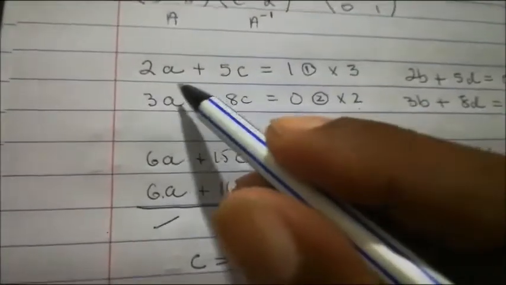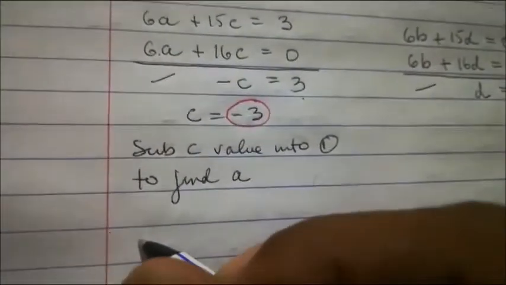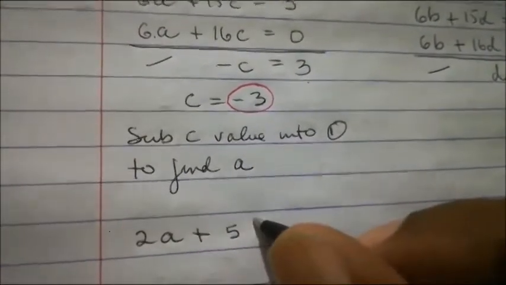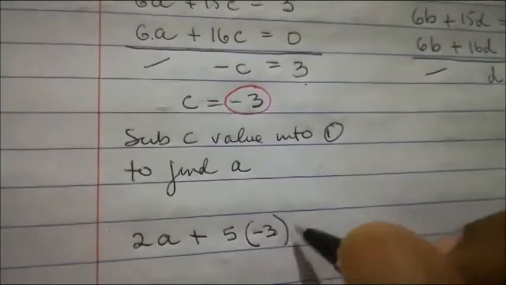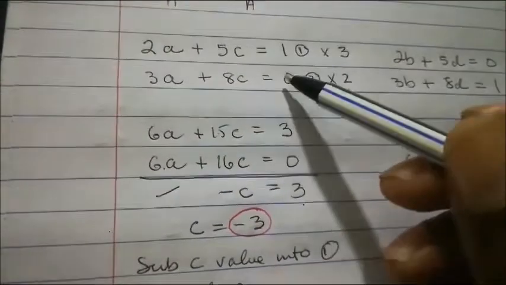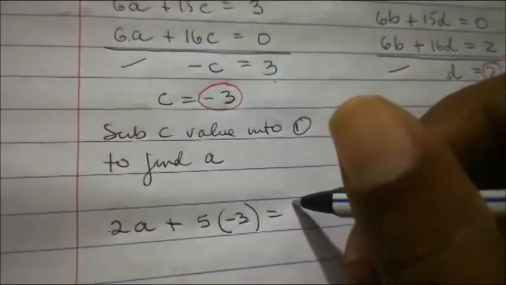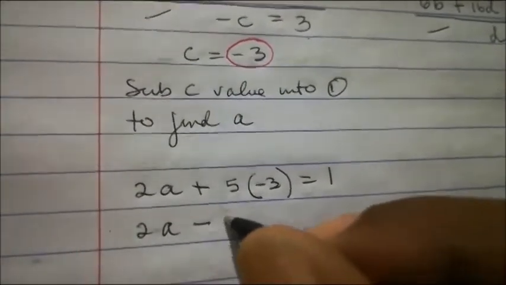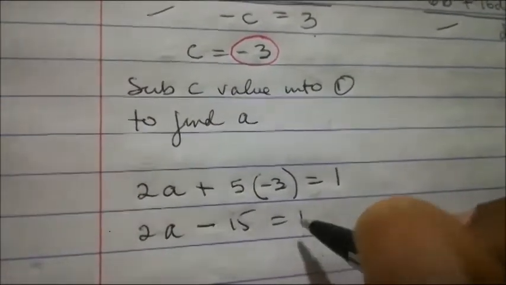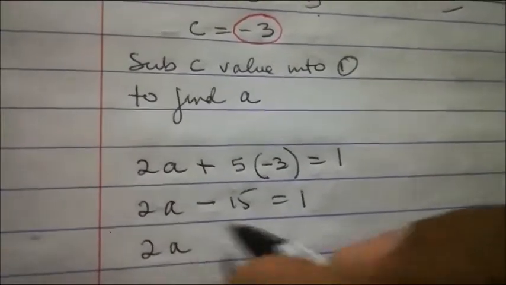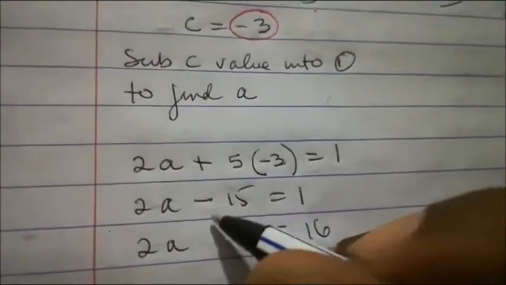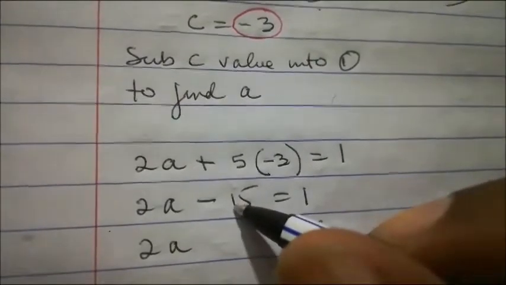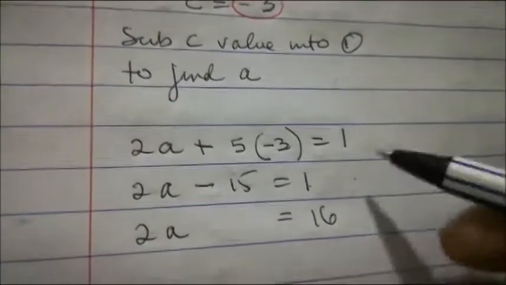The first equation was 2a plus 5c. 2a plus, and anywhere c is, we're going to put the minus 3 there, is equal to 1. This now becomes 2a minus 15 is equal to 1. And of course 2a is going to be equal to 16, because when we transfer the minus 15 over the equation symbol, it becomes positive. A positive 1 and a positive 15 equals to 16, right?